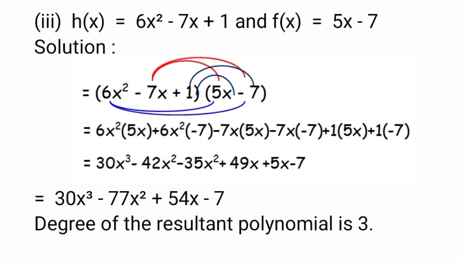We have the same sign, therefore we add the two values, minus 42 minus 35, that equal to minus 77x square. Plus 49x plus 5x, that is x term, 2 terms, same sign, therefore we add the values. What is the answer? 49x plus 5x, that equal to 54x. The constant term is only one term, that equal to minus 7. Therefore here the variable is x. What is the degree? Yes, that is 3. Degree of the resultant polynomial equal to 3.